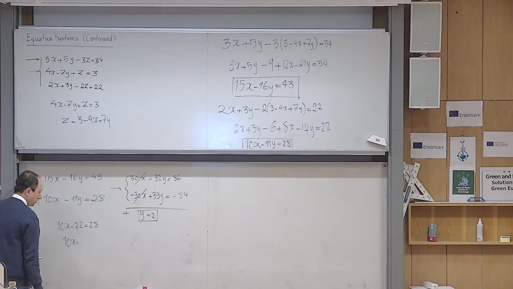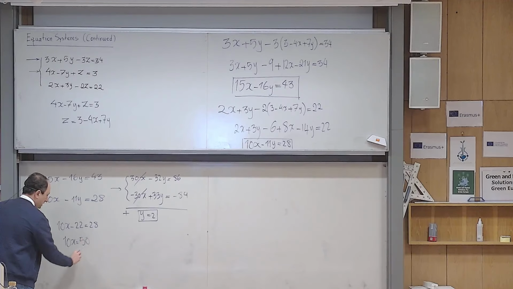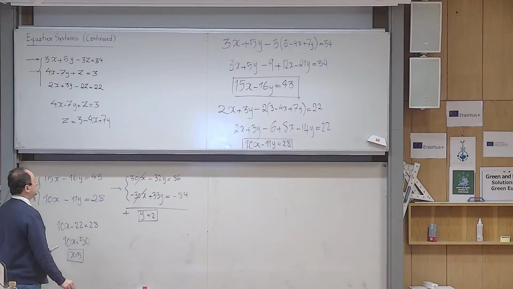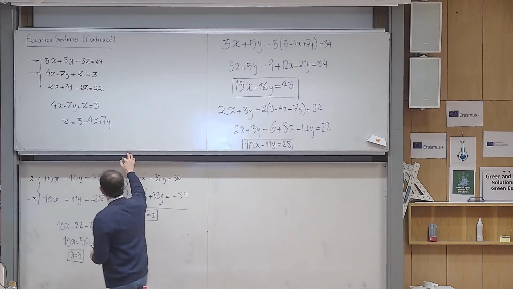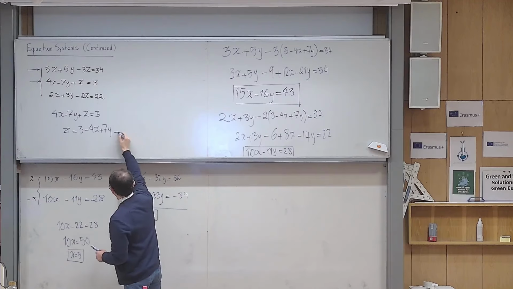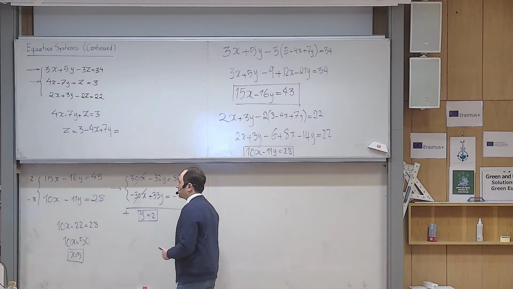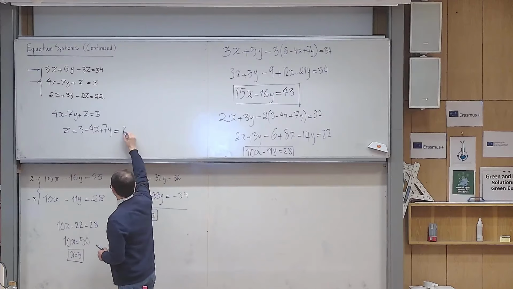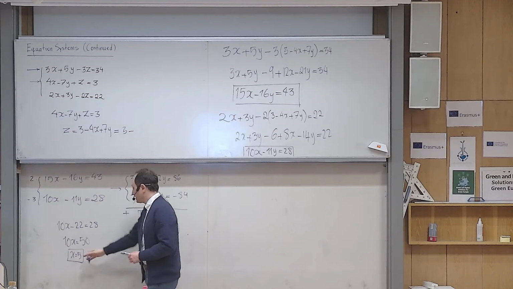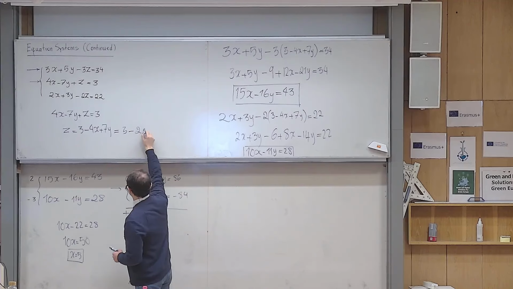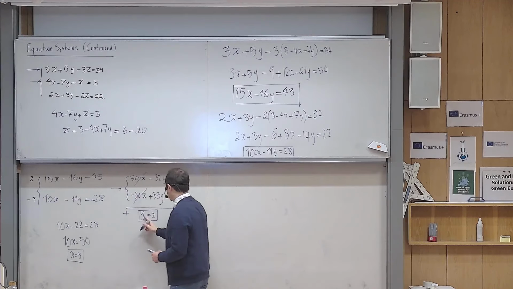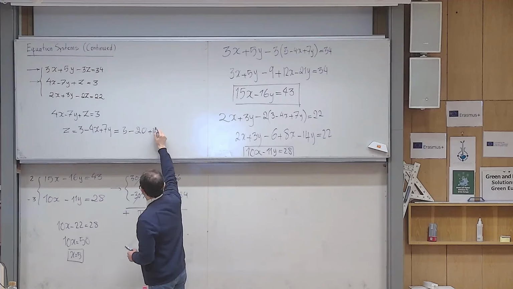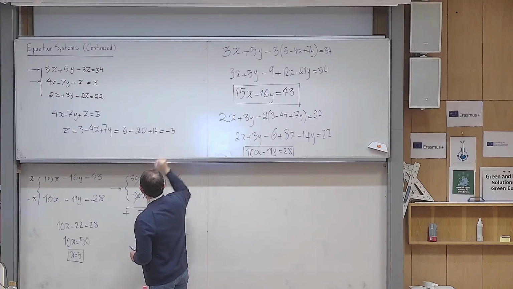Can you do it in your head? 50. So what is x? 5. And then finally, now that x and y are settled down, I go back and I calculate my z. Z is 3 minus 4 times x. X is 5. 4 times x is 20. 7 times y is 14, which is 17 minus 2 is minus 3.